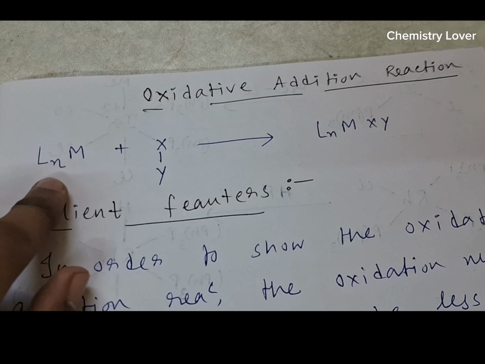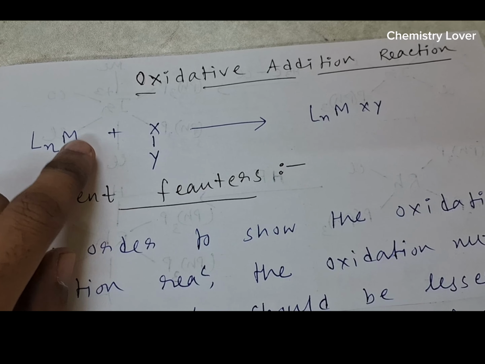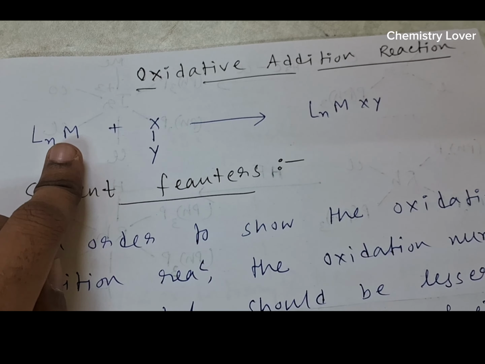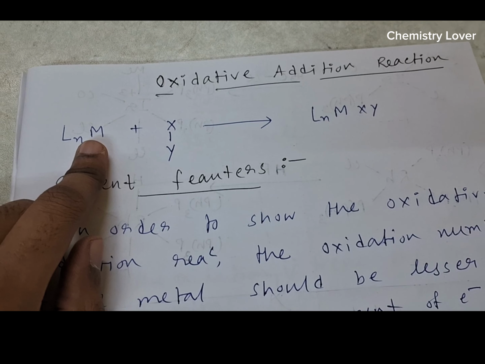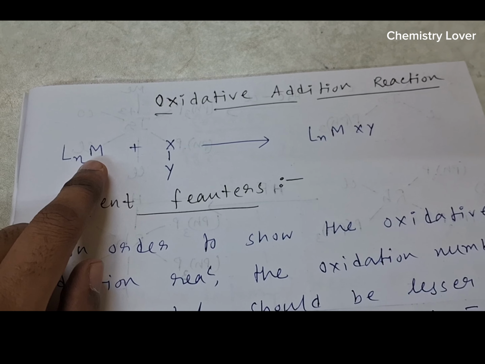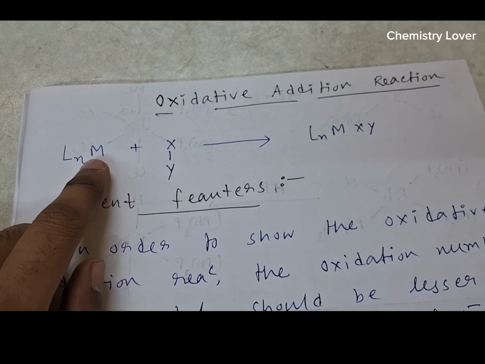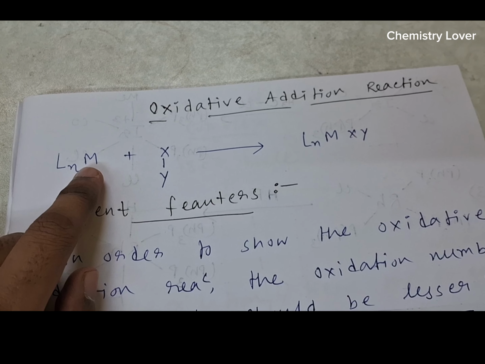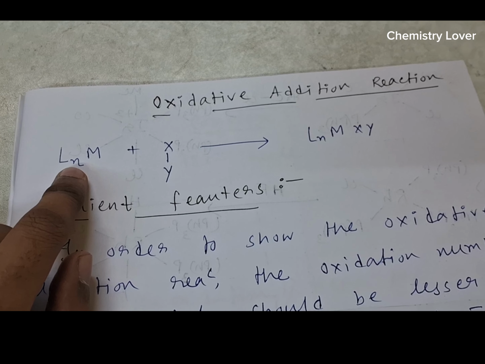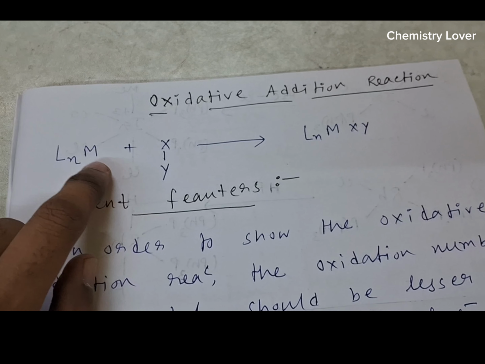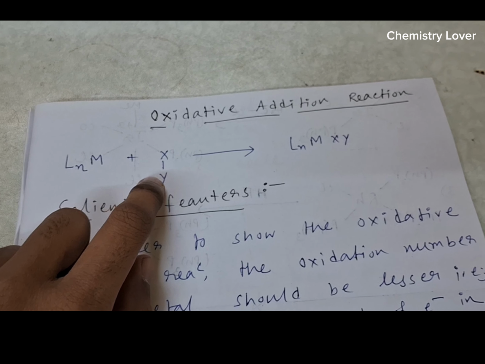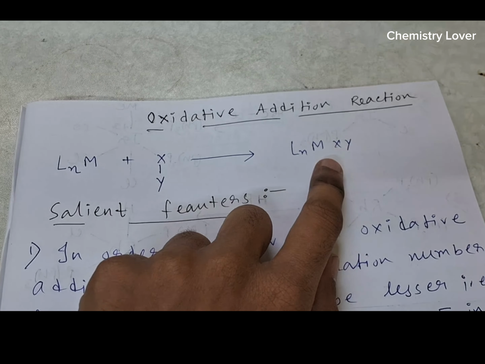So first you can see that I have written this configuration of a complex, right? M is a metal ion, any kind of metal ion you can use in this case. Obviously the metal should be a d block element, right? Like nickel, cobalt, iron, chromium, right? And L stands for ligand. n is the number of ligands associated with the metal ion. So this is a complex and it reacts with the heteroatomic molecule XY. And here this is the product.